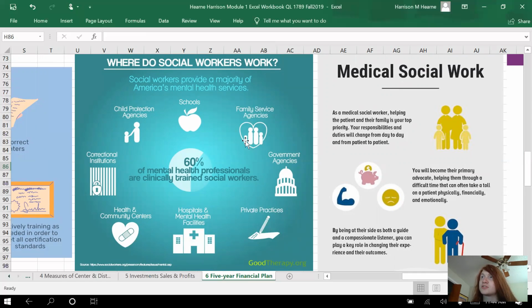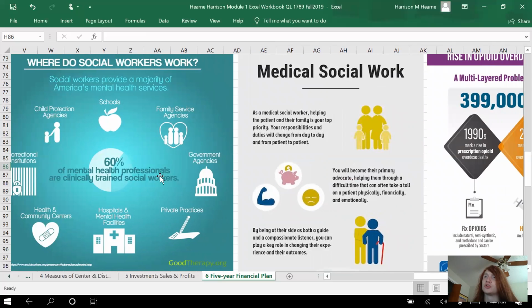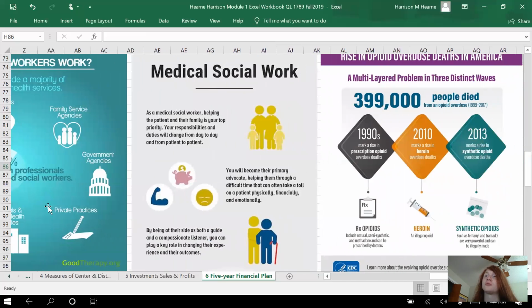They have family service agencies. Another one mentioned here are adult protective services, just like child protective services. And they work with government agencies a lot too. And you can see 60% of mental health professionals are clinically trained social workers. So social workers make up the majority of the mental health field. They're kind of like the boots on the ground version of psychologists. They work more with clients directly, and they will often refer clients to psychologists or psychiatrists if they need a more specific viewpoint on certain issues.